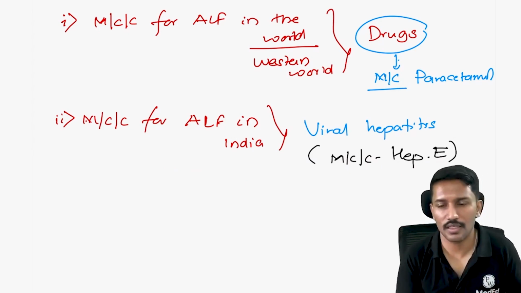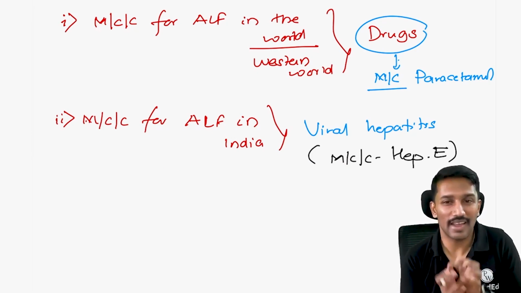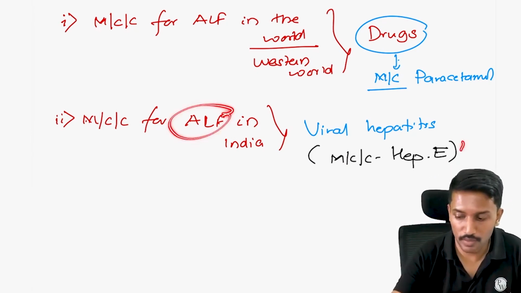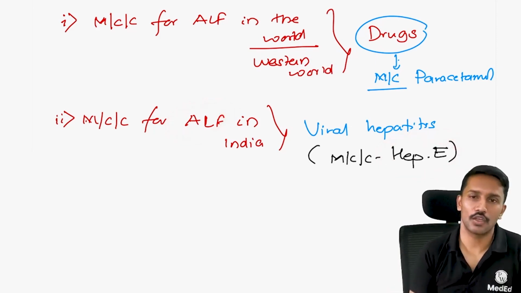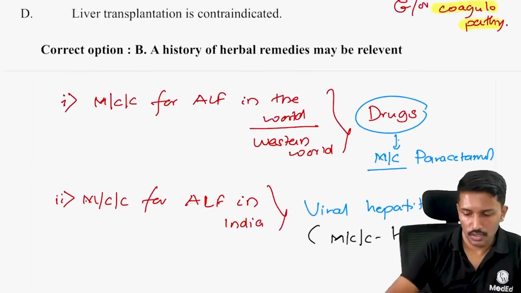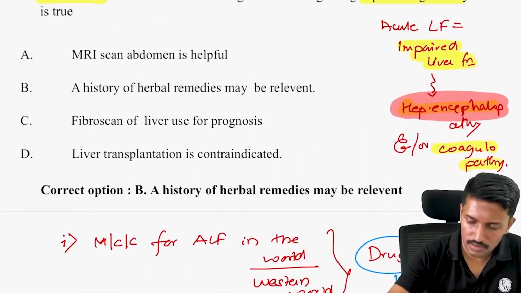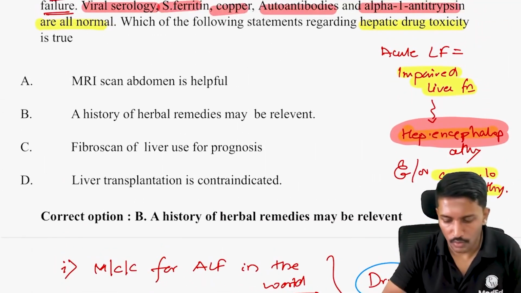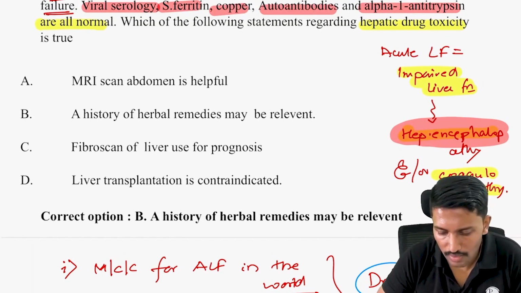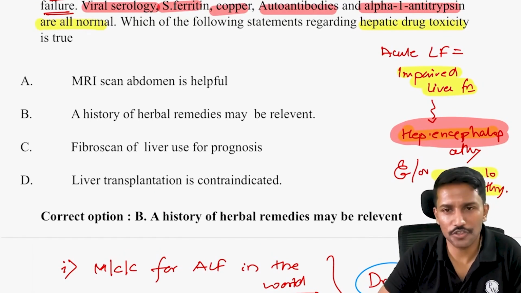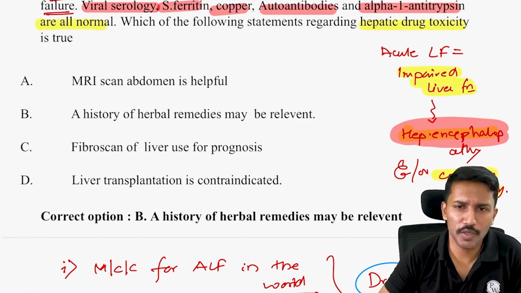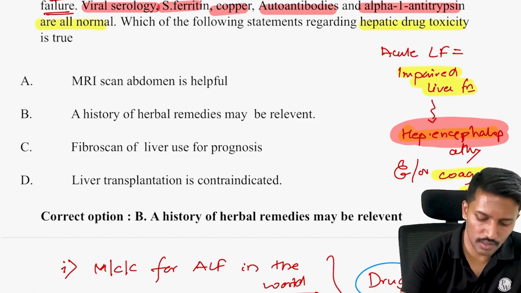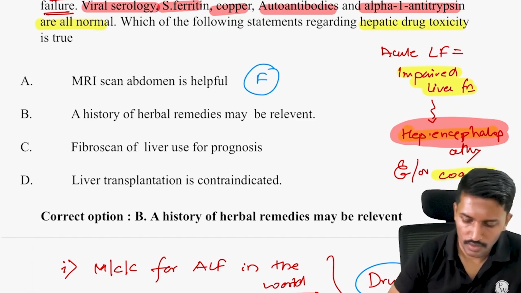They have released the data saying that in the previous years, the majority of the liver transplantations that happened following acute liver failure were because of acute hepatitis E infections. Okay, so those are the two MCQ points. Now let us look at the options. Will an MRI scan of the abdomen be helpful? No, right? When drugs cause liver dysfunction, there will be no major change on the MRI of the liver. So this is false.